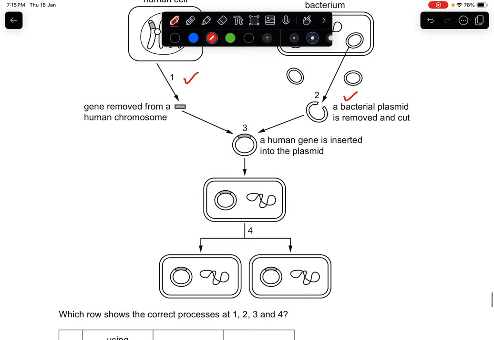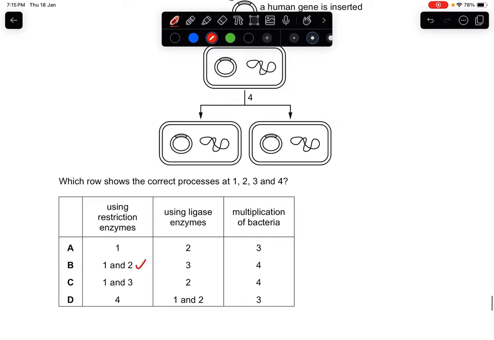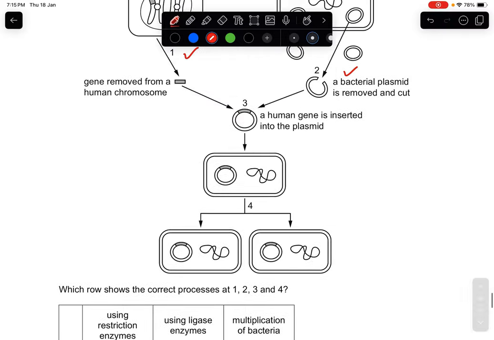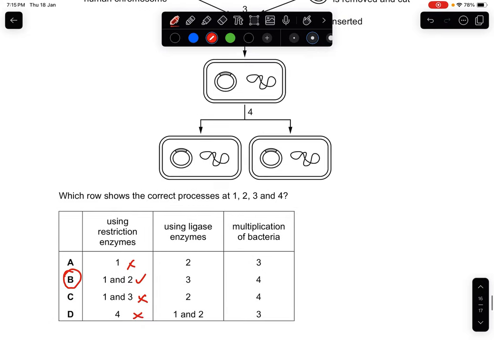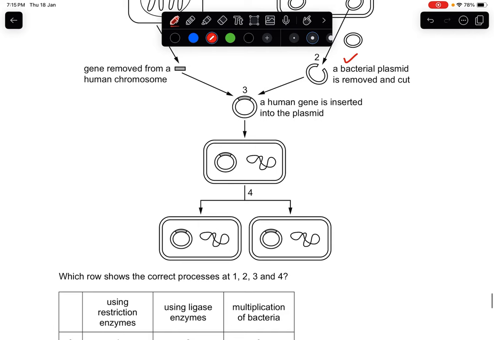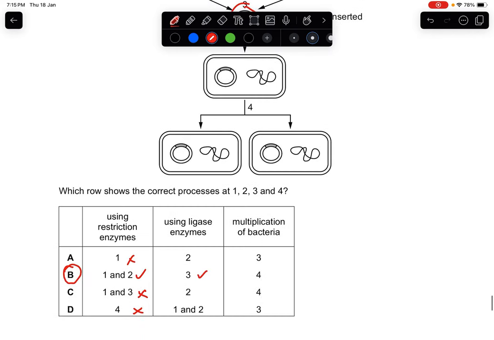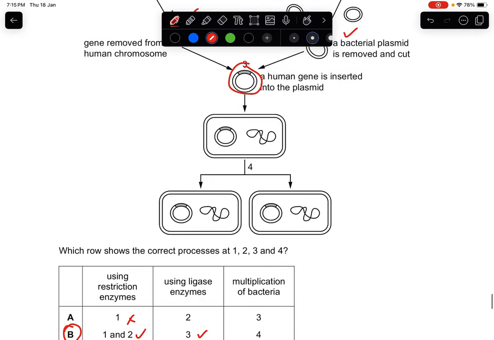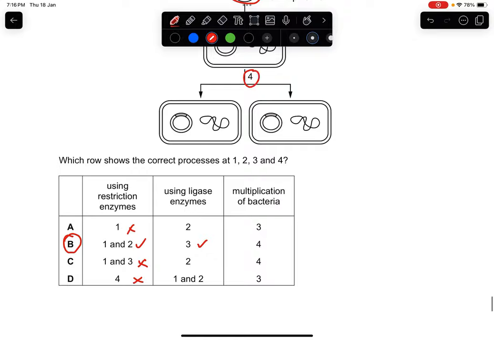You use the same restriction enzyme for both. So 1 and 2 are restriction enzyme. Pretty much you know the answer is going to be B already. But let's have a look at 3 and 4. Use ligase as the enzyme. You always combine them together using a ligase, which is 3. The multiplication of bacteria happens after you insert it, therefore it duplicates, so it's number 4. So the answer is B.